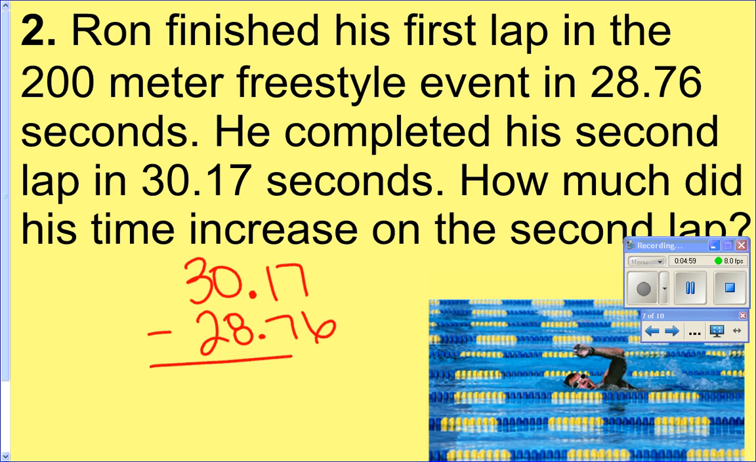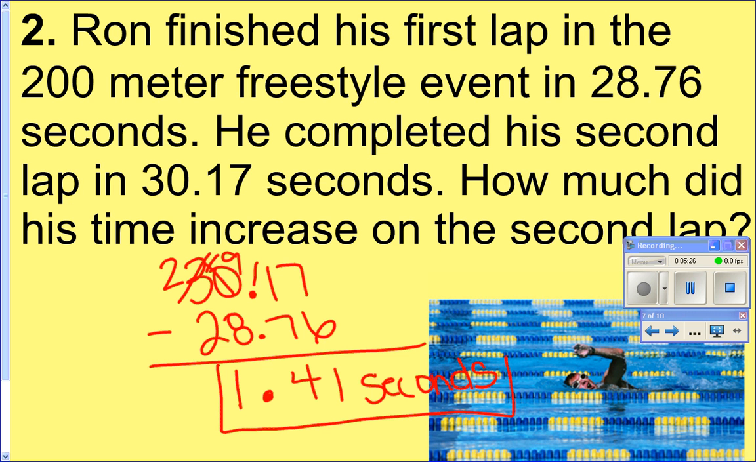Bring your decimal straight down. 7 minus 6 is 1. You can't take away 8 from 0, so you're going to borrow. And 11 minus 7 is 4. 9 minus 8 is 1. 2 minus 2 is 0. So the answer for this is 1 and 41/100 seconds. Make sure that you do have the correct answer down. If you need to copy this down, you can pause the video and copy it down.